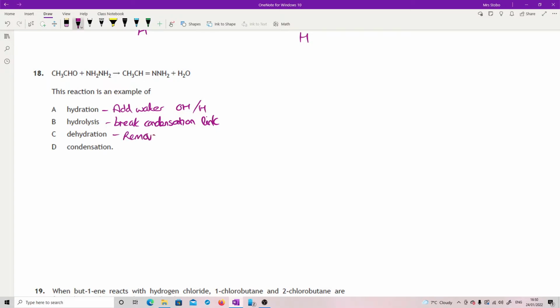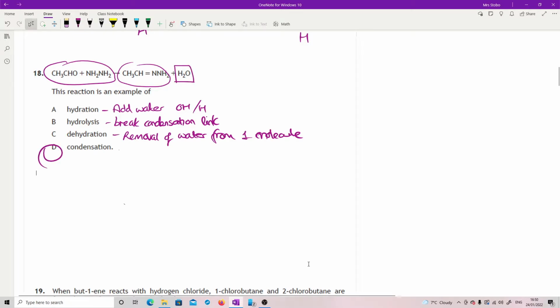Dehydration has got to be a removal of water from 1 molecule, which is not happening here because I've got 2 things going in to get the water. And condensation, I'm doing that. Condensation is putting 2 smaller molecules together to make a larger molecule with removal of a small molecule to create the join. Okay.